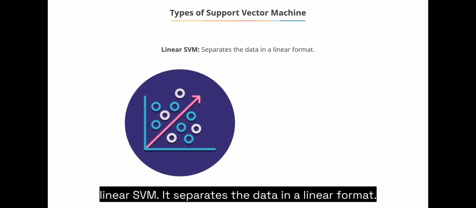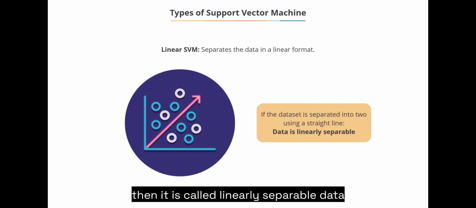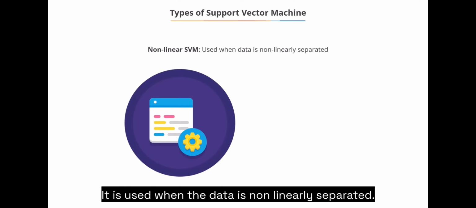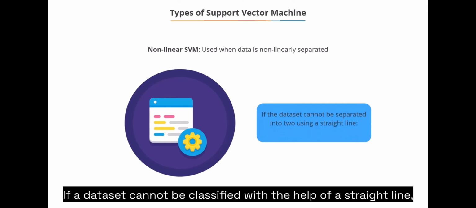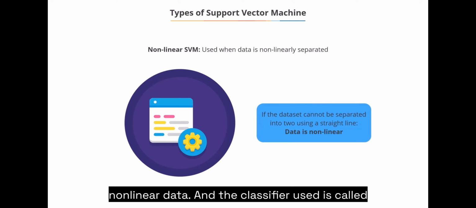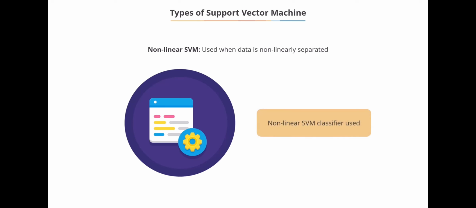SVM can be of two types. Linear SVM separates the data in a linear format. If the dataset is separated into two parts with the help of a straight line, then it is called linearly separable data. Nonlinear SVM is used when the data is non-linearly separated. If a dataset cannot be classified with the help of a straight line, then this data is termed nonlinear data, and the classifier used is called a nonlinear SVM classifier.